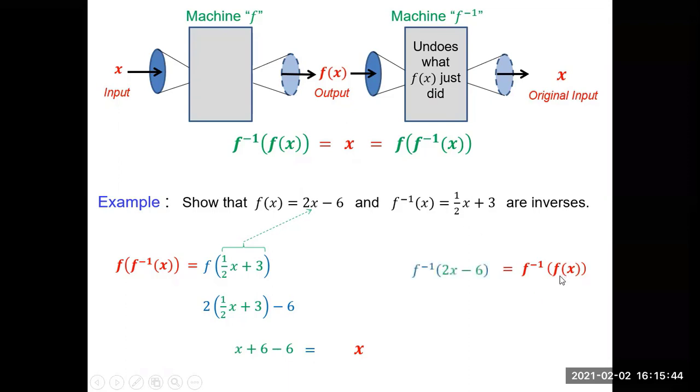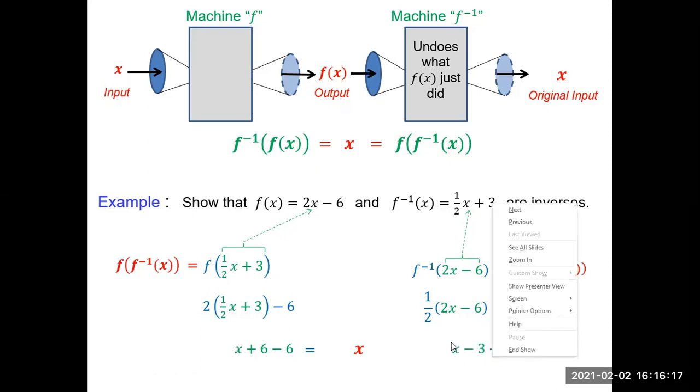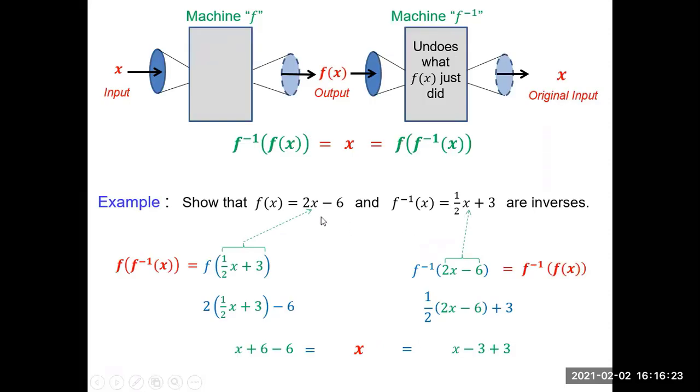So we're now going to plug in f of x as the new input to f inverse. So we replace f of x with 2x minus 6, and we can now take that quantity and plug it into the function f inverse. So we get 1/2 times the quantity of 2x minus 6 plus 3. So we should see that we plugged f of x into the function f inverse of x. When we distribute the 1/2, we get x minus 3 plus 3. And sure enough, that takes us right back to x. Therefore, we know that f of x and f inverse of x are both inverses of each other.